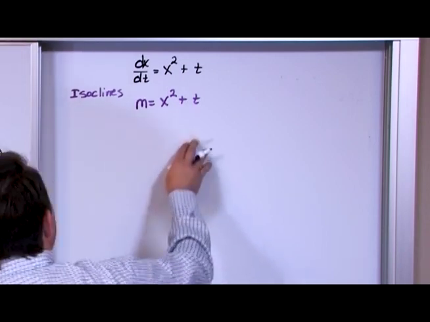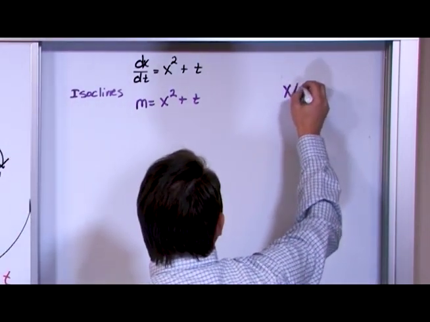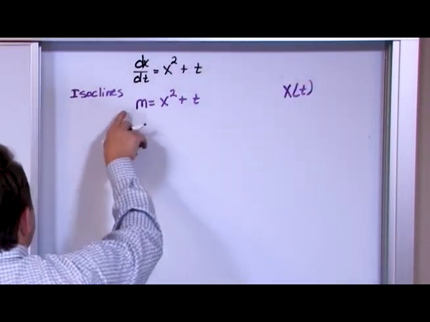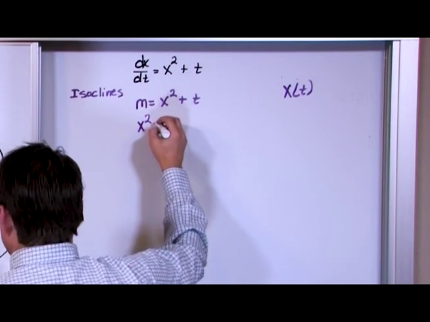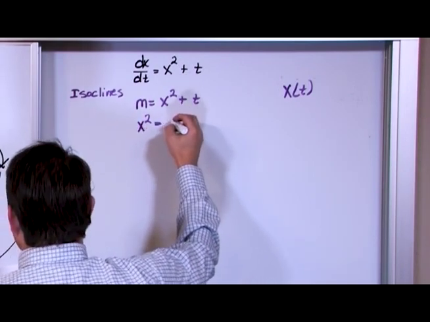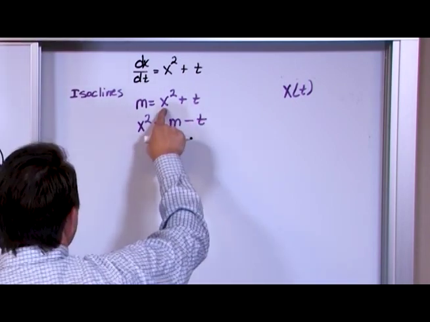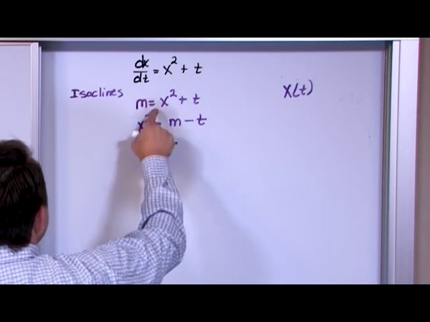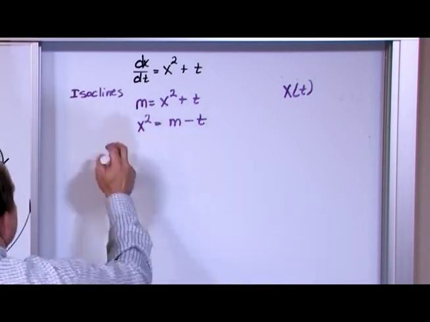Now, this isn't really that instructive when I write it this way, because don't forget, we're really trying to find x of t. So let me move x to one side and jockey it around a little bit. So what we really have is x squared is equal to m minus t. Because if we take this and leave it there, we move t over here, we'll have m minus t, and we flip it around. This is what we're really left with. So these are the isoclines.